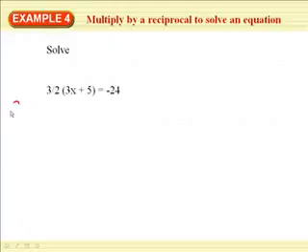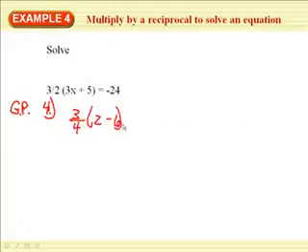This is GP number 4. Okay, so write the original problem. 3/4 times z minus 6 equals 12. Okay, now here's the situation, just like up here. We have a fraction, so we're going to multiply by the reciprocal. Multiply this side by the reciprocal.